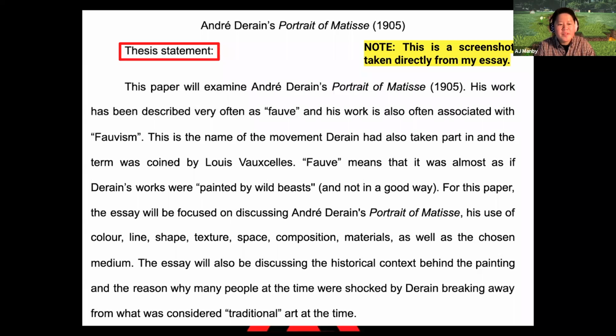For this paper, the essay will be focused on discussing André Derain's Portrait of Matisse, his use of color, line, shape, texture, space, composition, materials, as well as the chosen medium. The essay will also be discussing the historical context behind the painting and the reason why many people at the time were shocked by Derain breaking away from what was considered traditional art at the time.